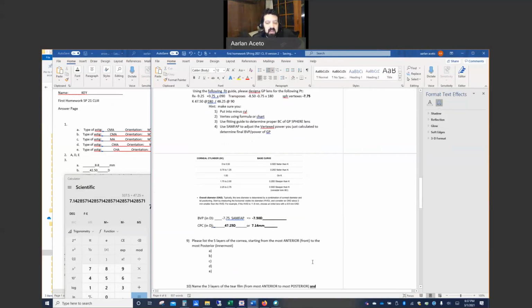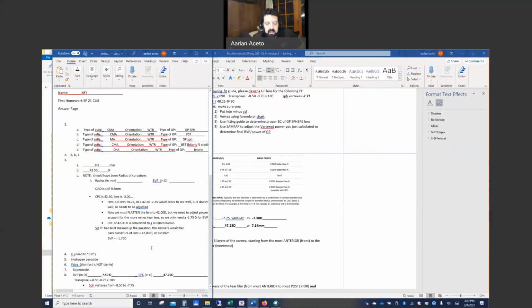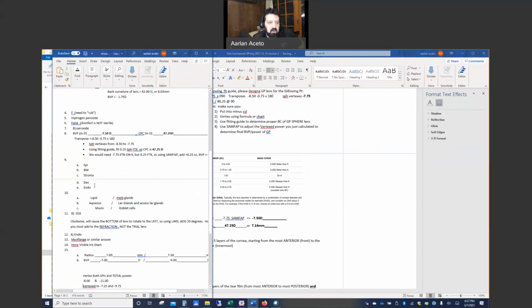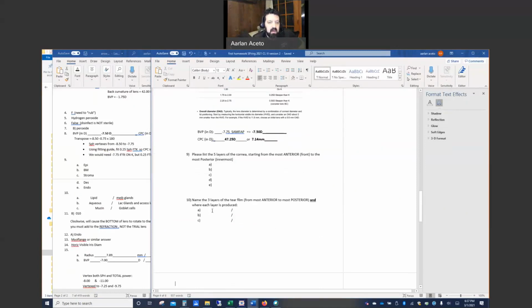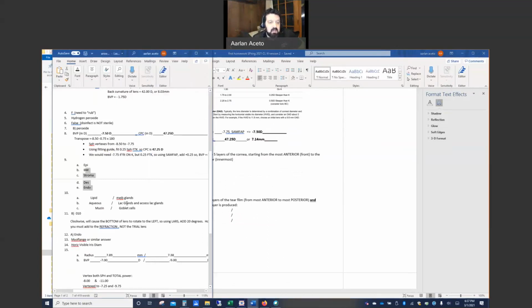Five layers of the cornea from most anterior to posterior: epi, Bowman's, stroma, Descemet's, endo. If you don't know that by now, I'm literally going to lose my mind. What are the three layers of the tear film? From front to back, lipid, aqueous, mucin, where they're produced by the meibomian glands, lacrimal accessory glands for the aqueous, and the goblet cells of the conjunctiva, specifically, generally the superior palpebral conjunctiva, not the bulbar so much. But so these are my three, and I wanted all those.